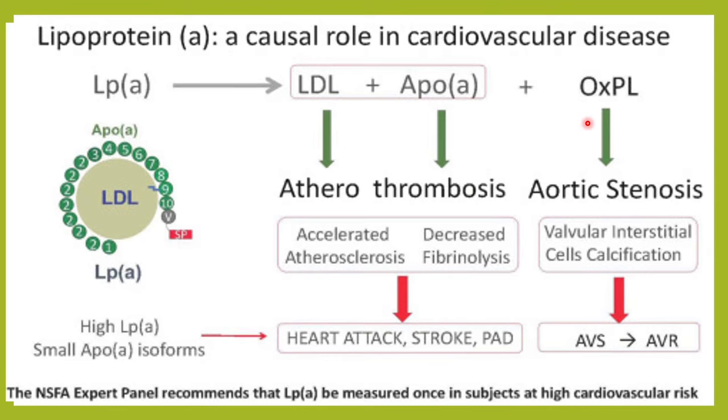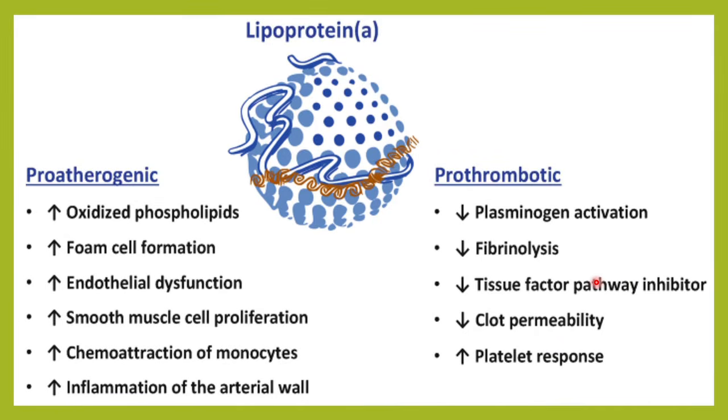And also the oxidized phospholipids of this have a tendency to cause aortic stenosis or valvular interstitial cell calcification because of the oxidized phospholipids which are present here. So this can also lead to stenosis, etc. So this LPA has proatherogenic as well as prothrombotic properties. Because it is proatherogenic, it puts you at a risk of developing heart disease. Because it is prothrombotic, it puts you at a risk of developing stroke, peripheral vascular disease, etc.